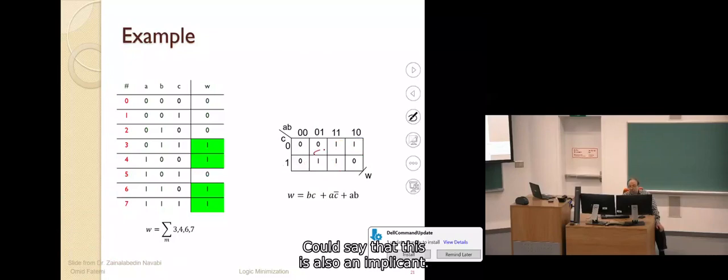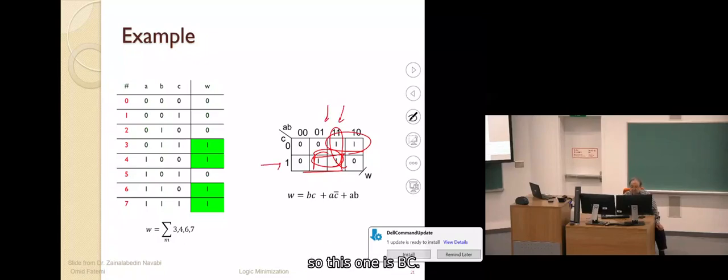This is an implicant. But now we are going to find the prime implicants. Okay, I could say that this is also an implicant. This is also an implicant. This is also an implicant. So let's see what they are. For example, this one, the one that I had rectangles over. If you look at that, it has B common in both of them and C. So this one is BC. Let me erase all the inks. This one is BC.